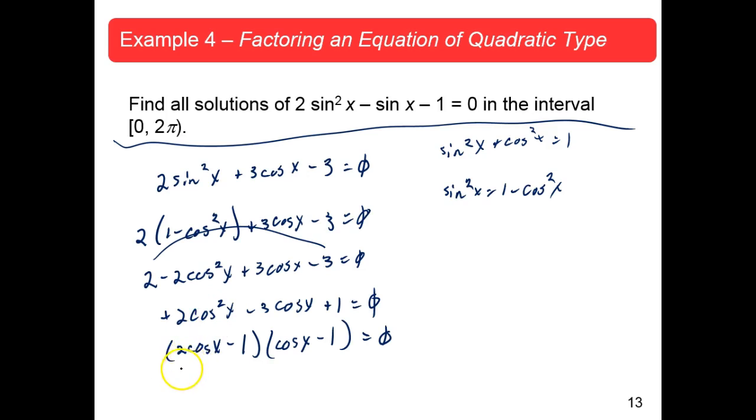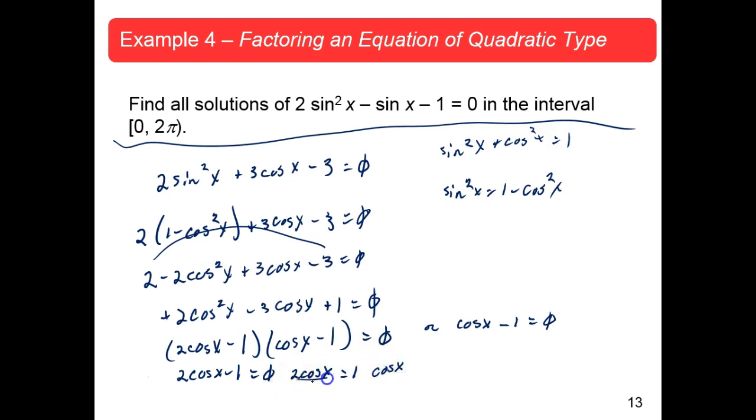So each of them equal to 0. So that's 2 cosine x minus 1 equals 0, or, I'm going to write the other one over here, or cosine x minus 1 equals 0. Okay, what does the first give you? Okay, 2 cosine x is equal to 1. And what does that give you?